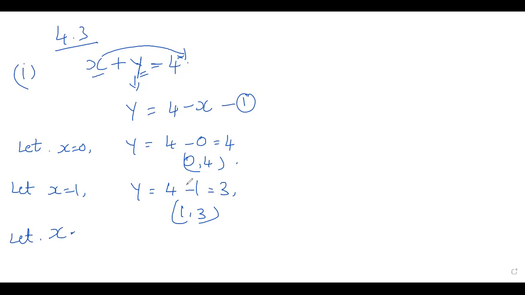Let x is equal to -1, y is equal to 4 minus. So x is -1 we are saying. So here we have to use brackets because we have two minus signs here. Okay, that is 4 minus into minus is plus 1, that is equal to 5. What are the points here? -1 and 5.